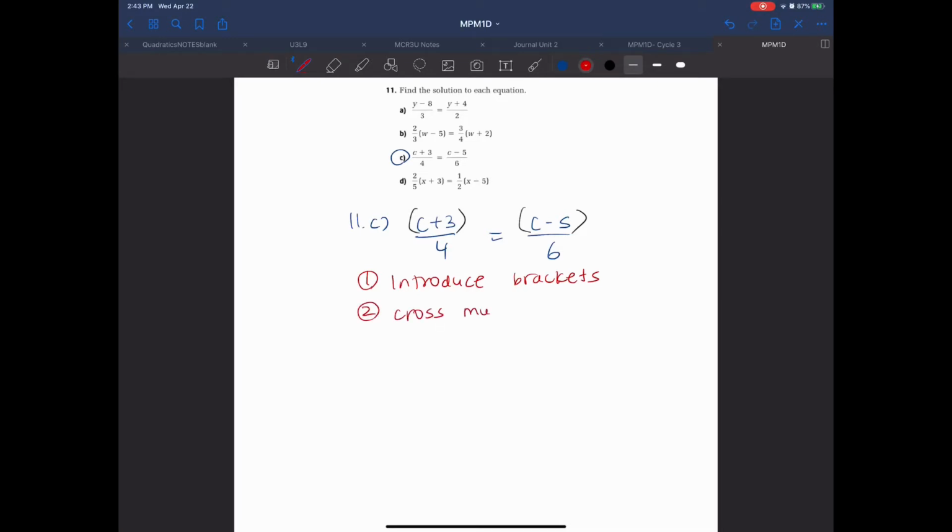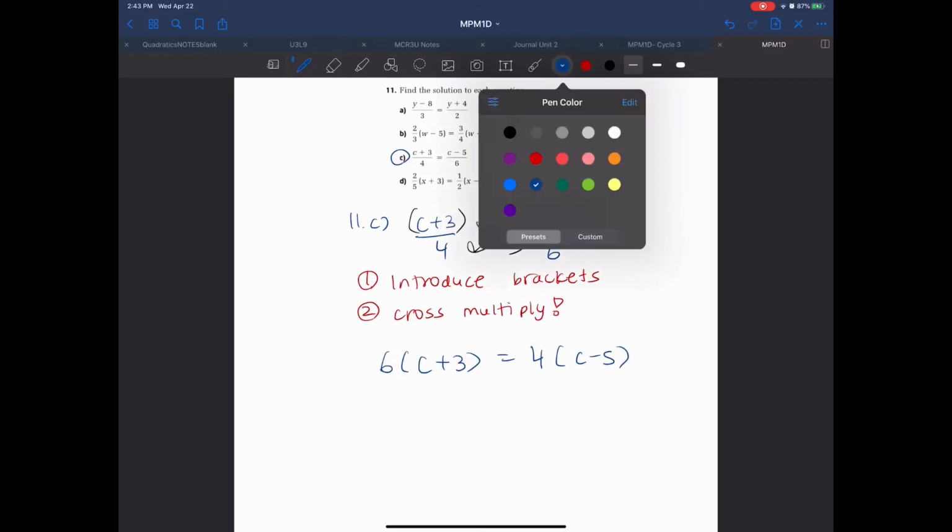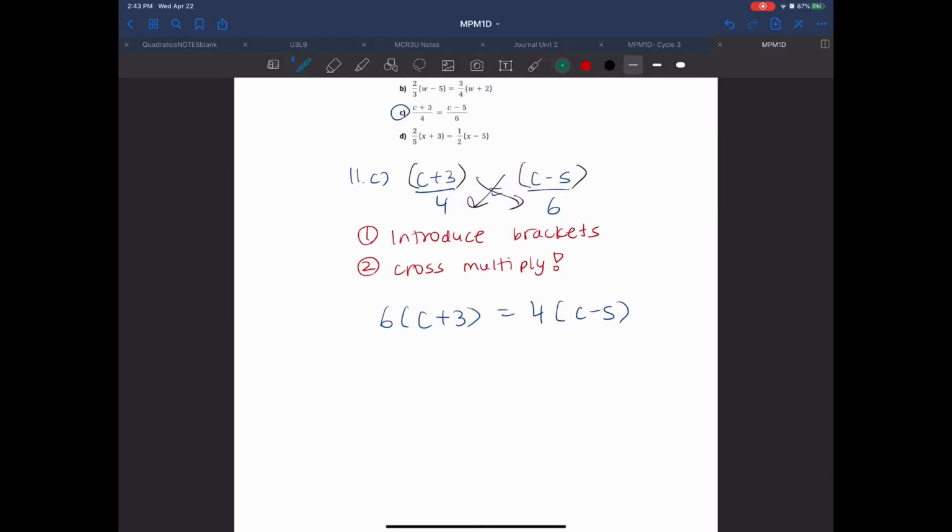And I want it to be monomial equals monomial format in order to use cross multiplication. So I want to cross multiply in order to get rid of fractions. And so I'm going to do that like so. And I get 6 bracket c plus 3 equals 4 bracket c minus 5. Notice that I do need the brackets there because if I didn't, then I would not do distributive property, right? And so that's the reason why I introduced the brackets as a first step.